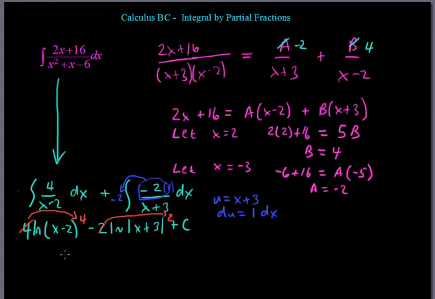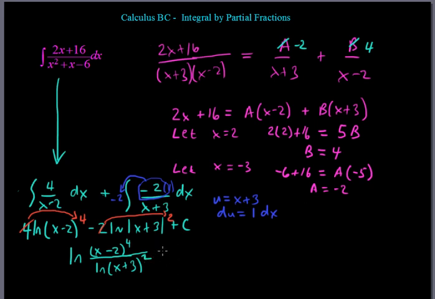So we're going to write that as ln of (x minus 2) to the 4th over (x plus 3) squared, and then that's plus C.